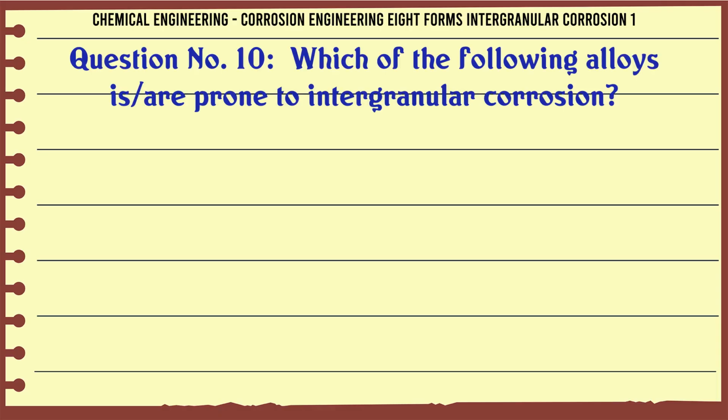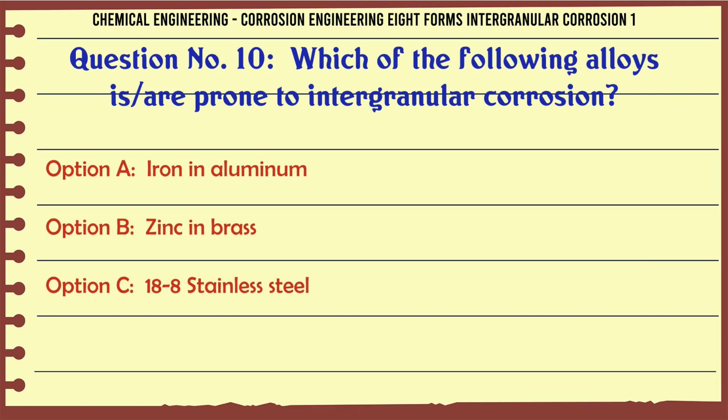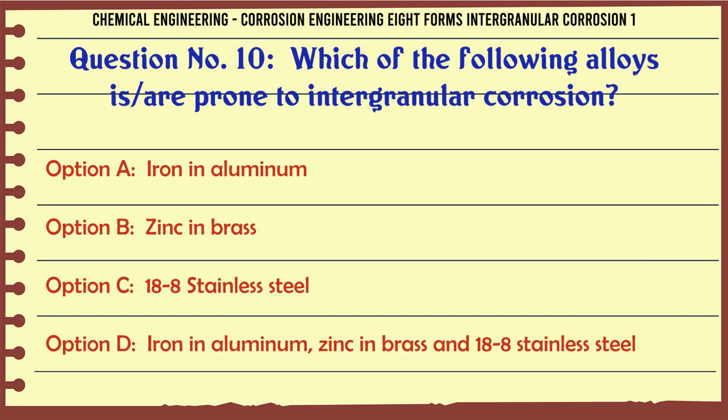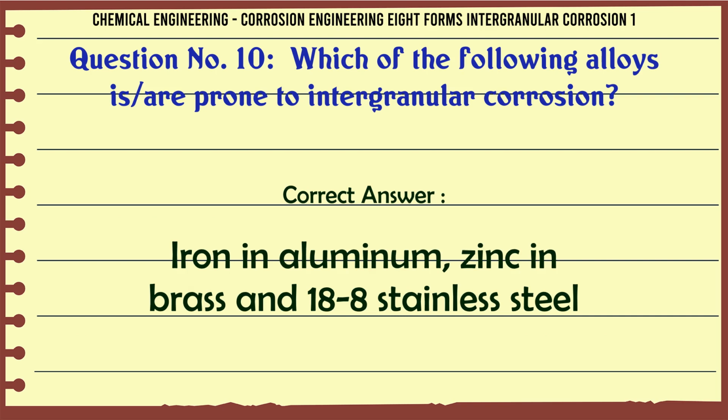Which of the following alloys are prone to intergranular corrosion? A. Iron in aluminum. B. Zinc in brass. C. 18-8 stainless steel. D. Iron in aluminum, zinc in brass and 18-8 stainless steel. The correct answer is iron in aluminum, zinc in brass and 18-8 stainless steel.